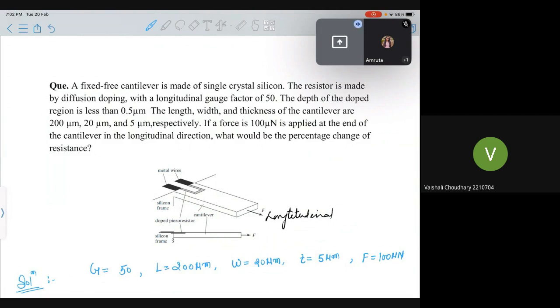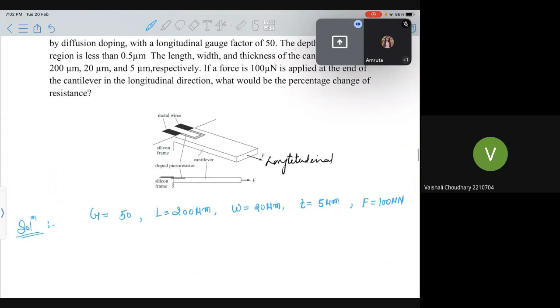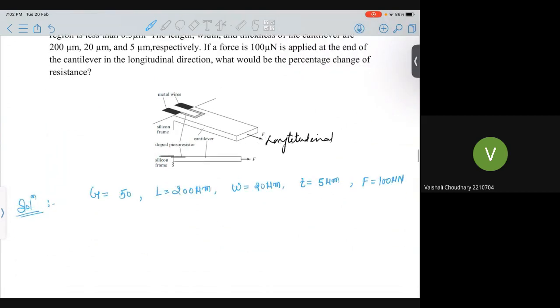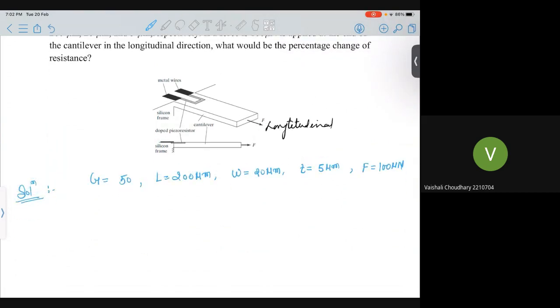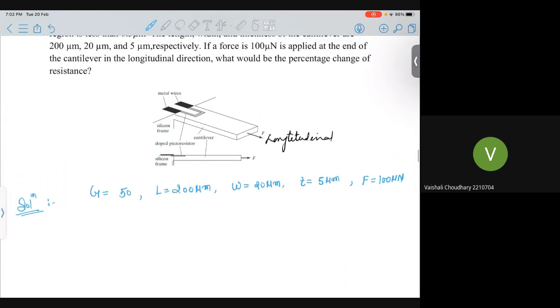So in the problem, we have been asked to determine the percentage change in resistance if we apply a longitudinal force of 100 micronewtons, right? So the gauge factor is given as 50, length is 200 micrometer, width is 20 micrometer, and thickness is 5 micrometer, right?